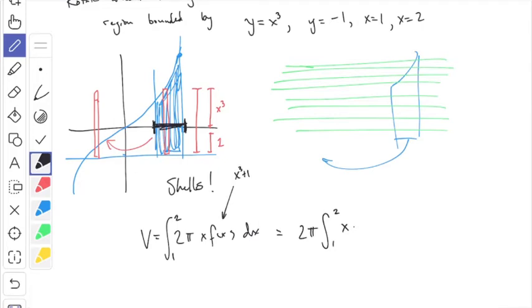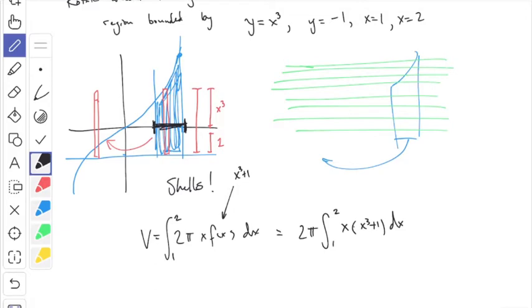X cubed is the height from the x-axis to the curve, but the shell height is actually 1 more than that height up to the curve. So right here I go x cubed plus 1. All right, and this is the setup. That was the hard part. From now on, it's just a fairly straightforward integral.